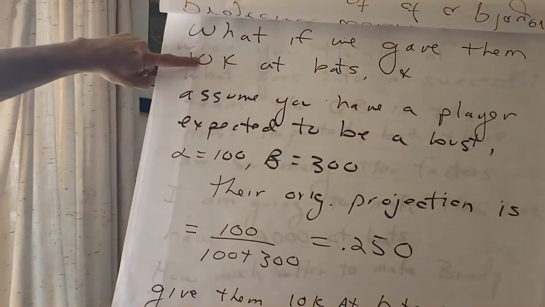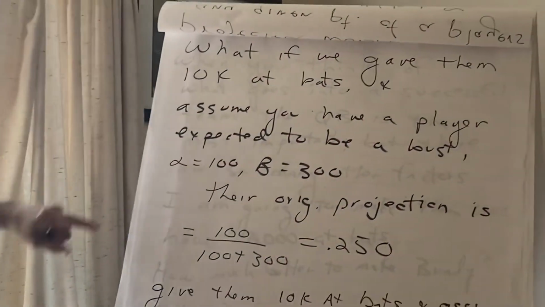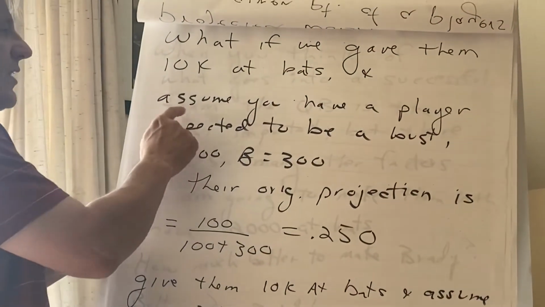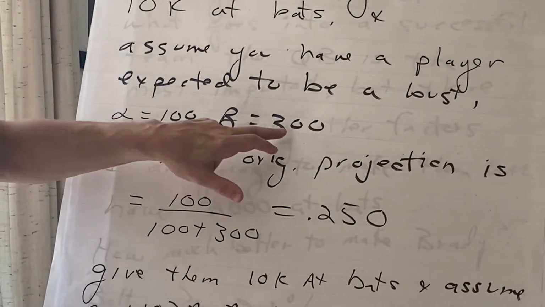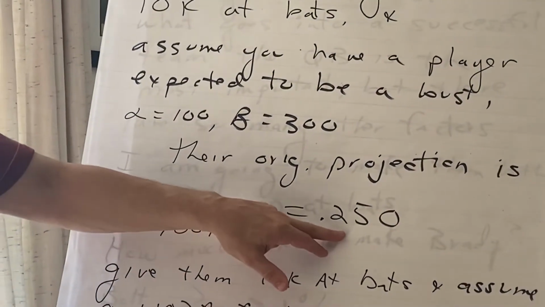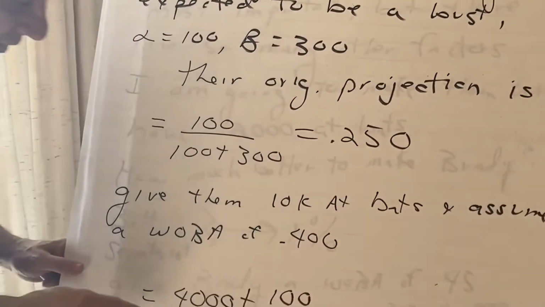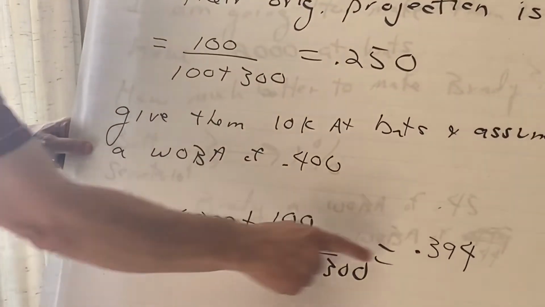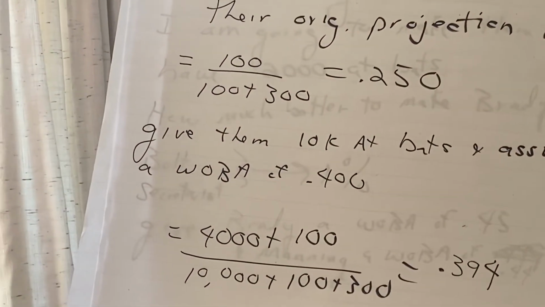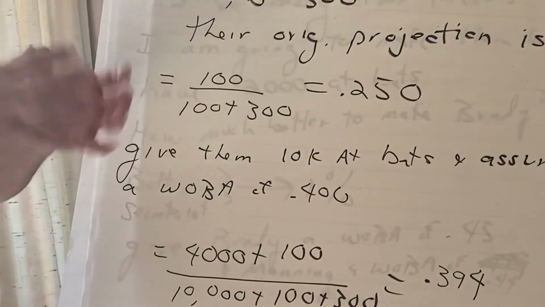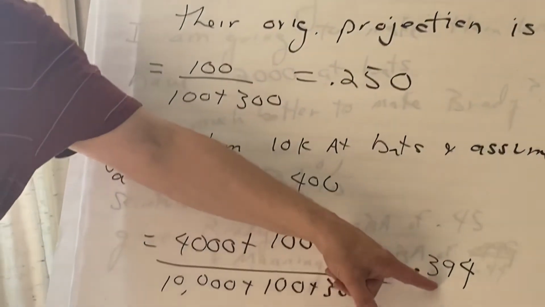Well, if we gave them 10,000 at-bats, let's just say, I'm making up an example. Let's say you have a player that's projected to be a bust. That would be an alpha of 100 and a beta of 300 and a mean of .250. That would be a very weak WOBA coming out of baseball. And you gave him 10,000 at-bats with a WOBA of .400. What's happening? You get .394. What that's really saying is, with 10,000 at-bats, that basically washes away almost completely his very poor projection, right? Because .394 is almost 0.4.